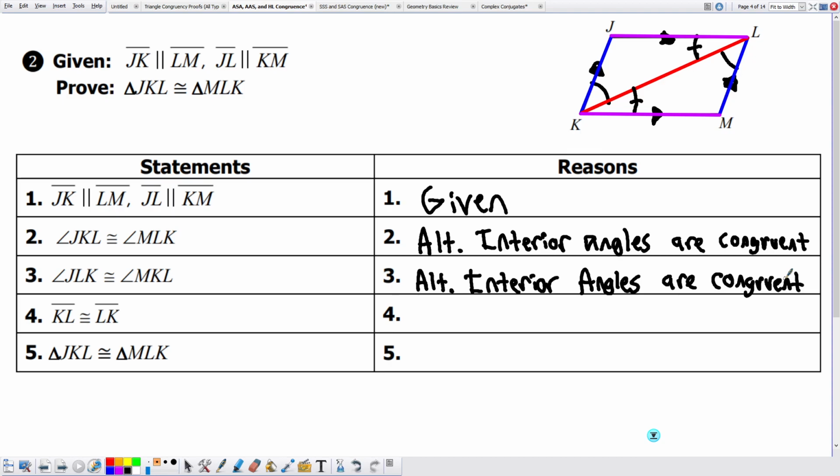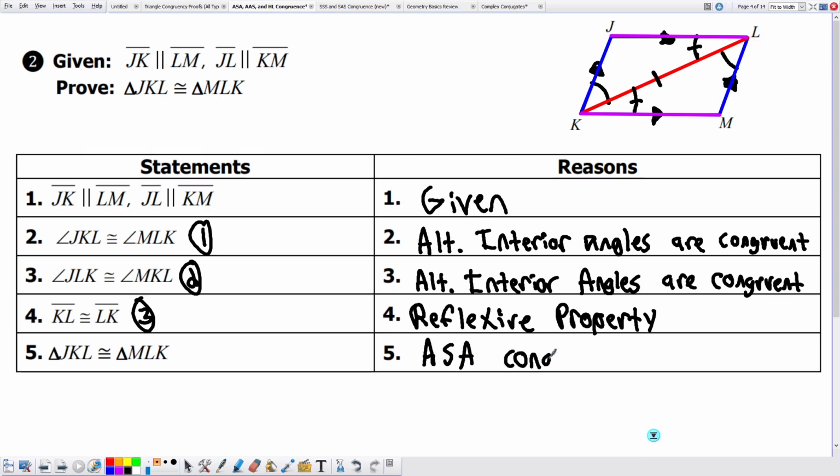Now, finally, we have KL is congruent to LK. Well, that's just because they're the same line, meaning that's our reflexive property. So what we have now is two pairs of congruent angles. Here's the first pair, here's the second pair, and a pair of congruent sides. The side is between the two angles, hence we have angle, side, angle congruence. And that completes our proof.